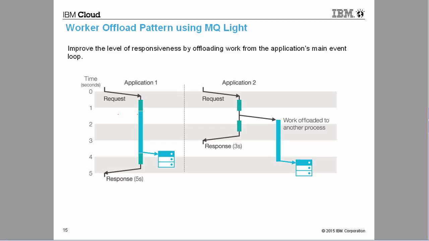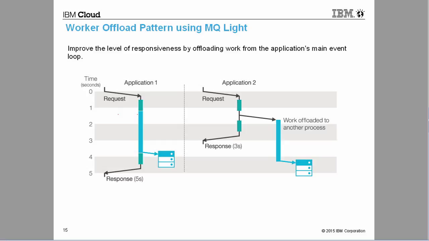As we talked, one of the key advantages of using this MQLite service is the worker offload pattern that can be implemented using the service. So here in this diagram, we are going to talk about what a worker offload pattern would look like. MQLite can be used to improve the level of responsiveness that a user experiences when interacting with an application by offloading the work from the application's main event loop.